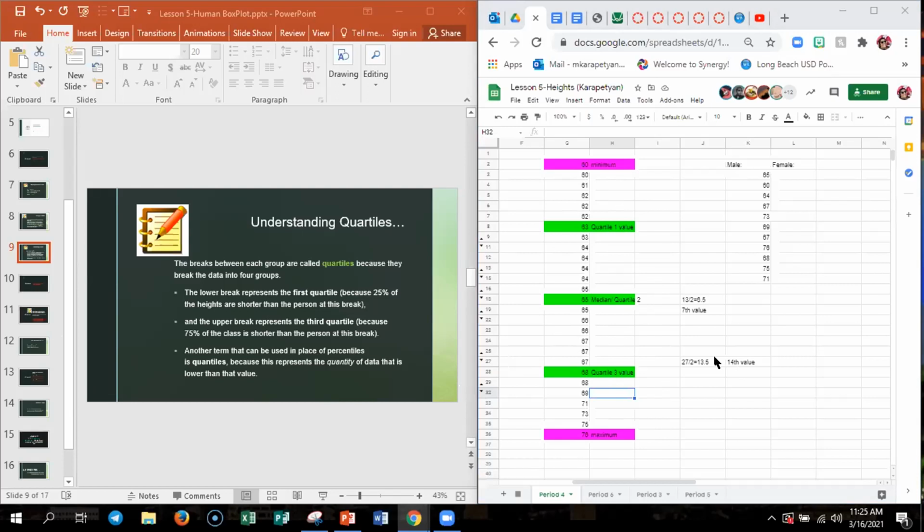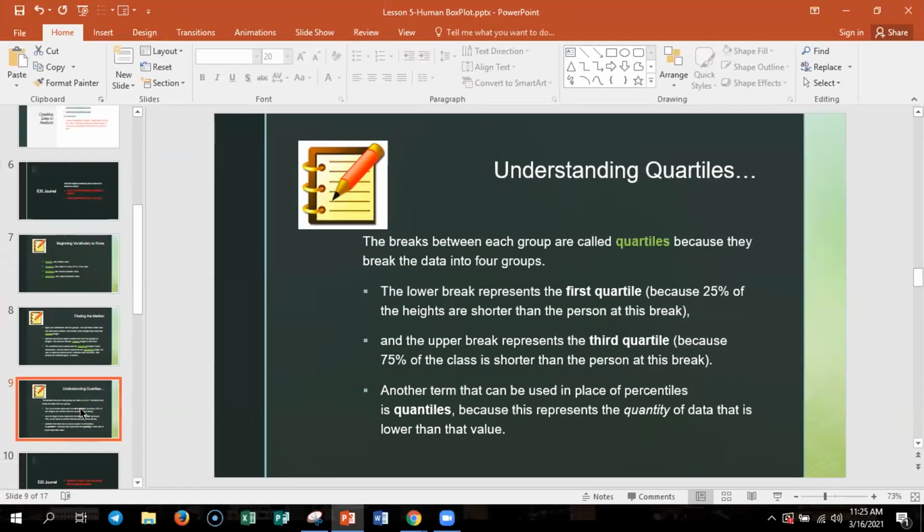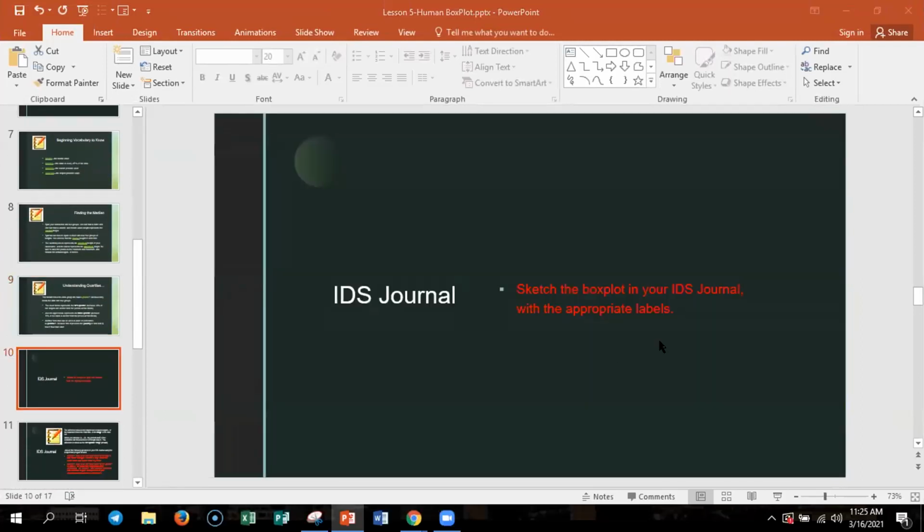Hold on, let me find Dario's share there. There we go. I'm going to need that, because now I want to share my PowerPoint here. So how do we take our 5-number summary and draw a box plot? I'm going to go ahead and annotate. You're going to draw this with me. This should go in your notes. I know it says IDS journal, and that's great, put it in your journal, but this should also go in your notes.